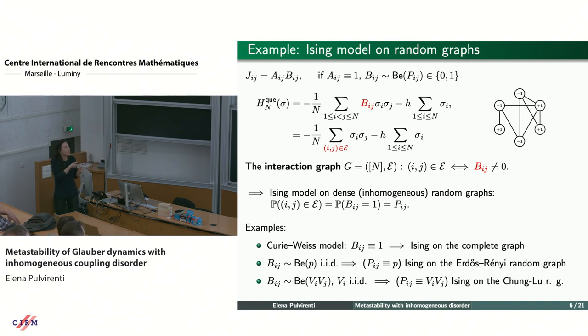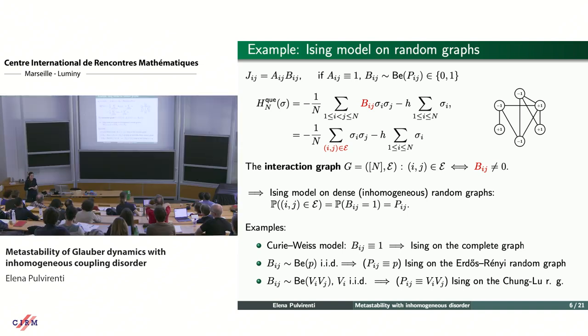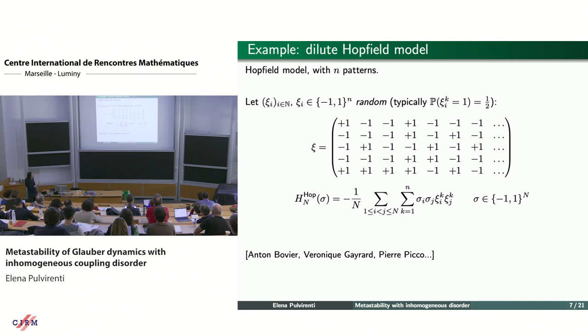But then you might ask, why did you introduce A if you take A equal to 1? There is another class of models where A is also going to play a role. And this class of models are the Hopfield model. So what is the Hopfield model? The Hopfield model has been introduced in order to model neural networks, and in particular associative memory.